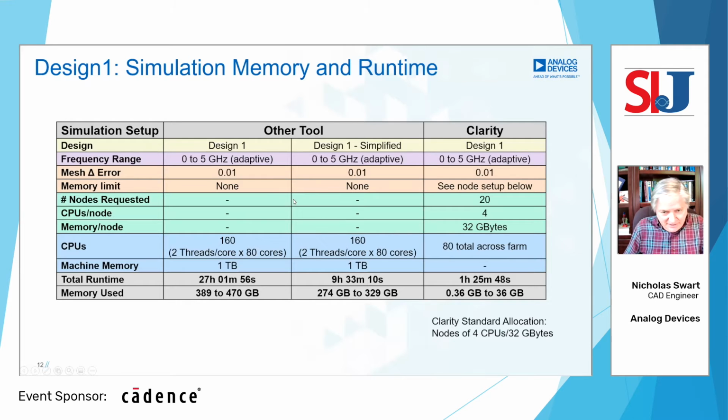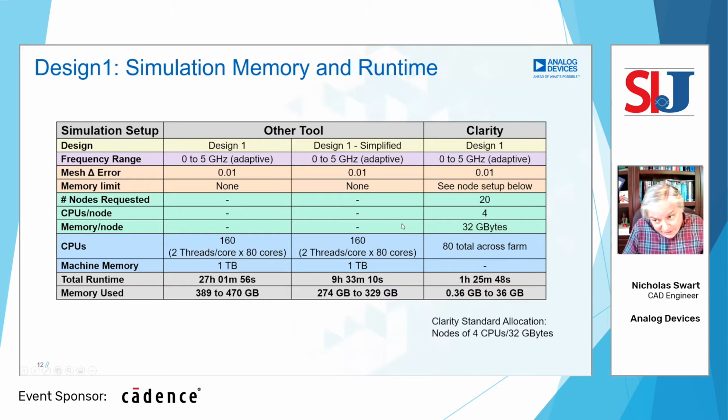And then if we look specifically at the results for the other tool, we were running on a large 1 terabyte machine, dedicated machine with 2 threads per 80 cores, so 160 effective CPUs. And that design took about 27 hours to simulate with the other tool, and used between 389 and 470 gigabytes of RAM. When we simplified the design, we were able to get the runtime down to about 9.5 hours and somewhat less memory usage, 274 gigabytes to 329 gigabytes.